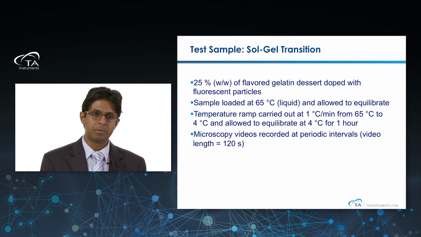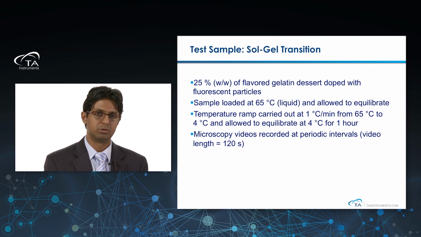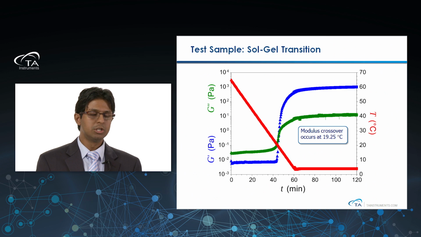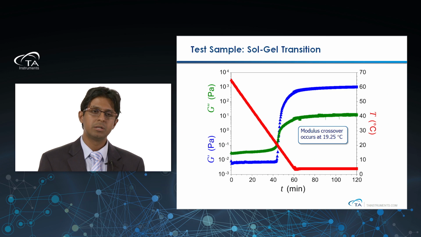During the temperature ramp, I recorded microscopy videos that are about 2 minutes long at discrete intervals. So we're spanning about 2 degrees Celsius in the temperature domain here. So we look at the rheology first. Initially the sample is liquid-like, so the sample's loss modulus is greater than the storage modulus.